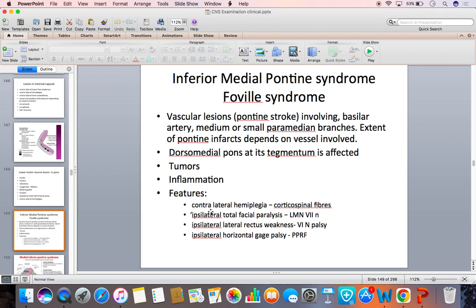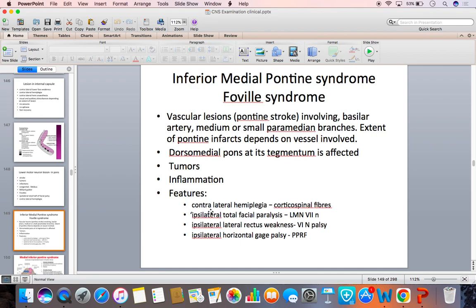What are they? Ipsilateral facial nerve palsy involving the total face, ipsilateral sixth nerve palsy, ipsilateral horizontal gaze paralysis, then contralateral spastic hemiplegia. Why is it due to? Due to lesions in the paramedian branches of the basilar artery. Okay, is it clear?